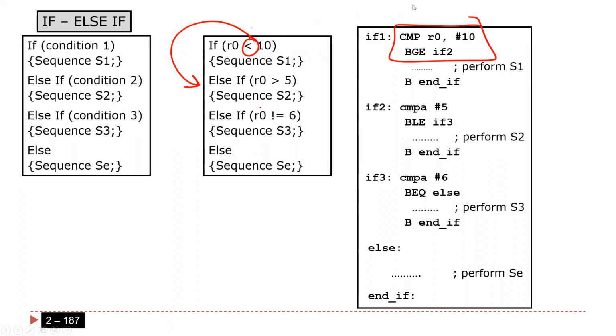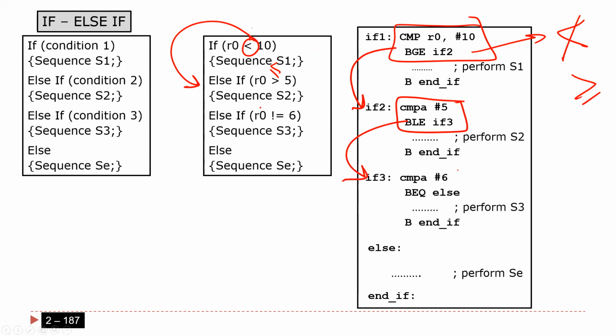As you see here, guys, if the first condition is false, here it is less, and here I'm going to say greater than or equal. So it is not less, which means greater than or equal. If R0 is greater than or equal to 10, that means the first condition is false, so please go check the second one. Again, here I'm going to check if the second condition is false. If the second condition is false, that means R0 is less than or equal to 5. Here, this one is not equal, so I'm going to look for equal. If it is equal, please go to else.